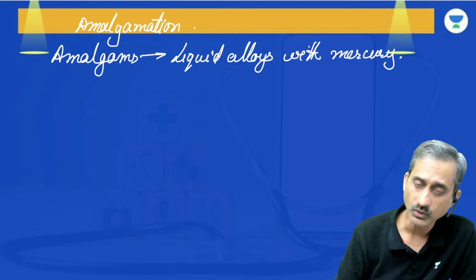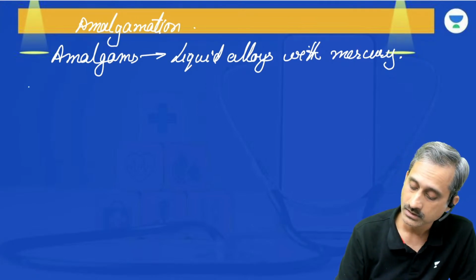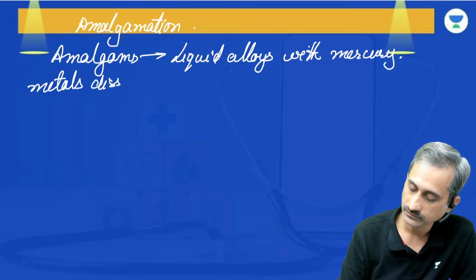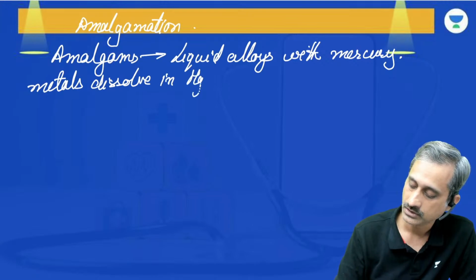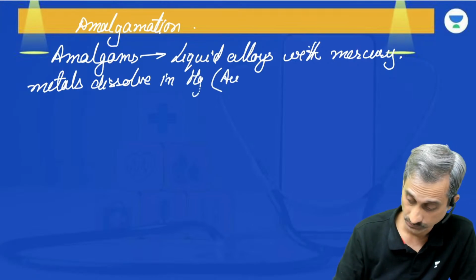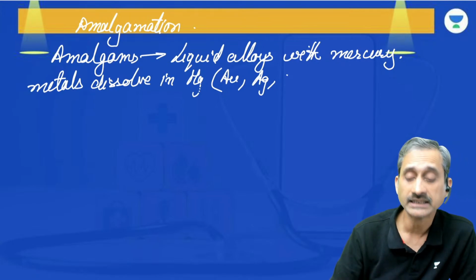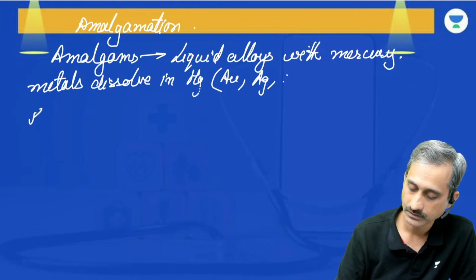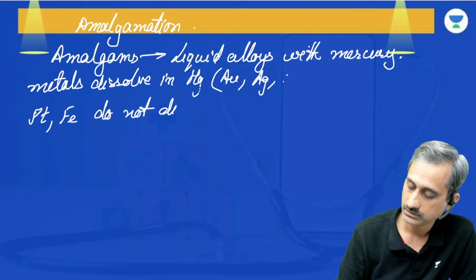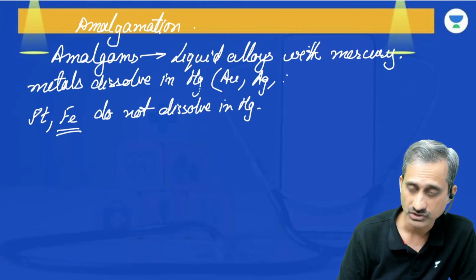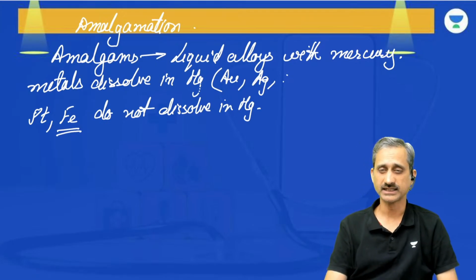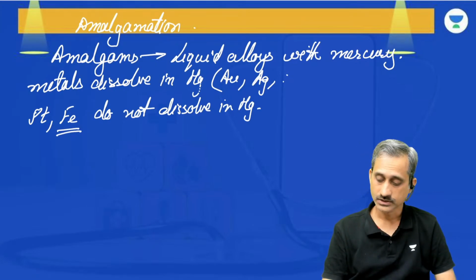What are the various substances? Remember, metals dissolve in mercury. Now, which metals dissolve in mercury? That could be gold. Gold dissolves in mercury. Silver dissolves in mercury. Tin, lead, they also dissolve in mercury. But the important thing, platinum and iron do not dissolve in mercury. So mercury is actually stored in iron containers. Obviously, nobody is going to store mercury in platinum containers. People are going to throw off the mercury and take away the platinum.